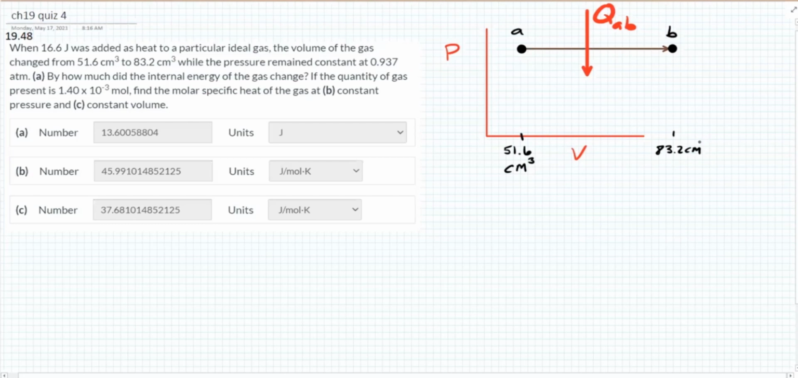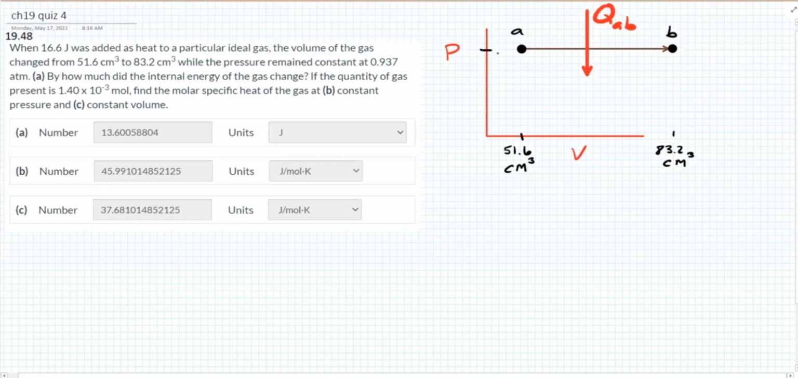Maybe I don't have to convert, but I'm saying I need to be dimensionally consistent. So if ever you ask me or anyone, what units do I need to use here? The answer is you need to use the units to be dimensionally consistent. It sounds like a sidestep, but it's not. So the pressure remains constant. I know this pressure right here is a constant 0.937 atmospheres.